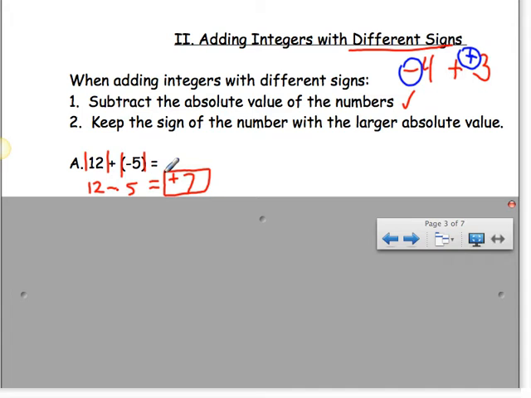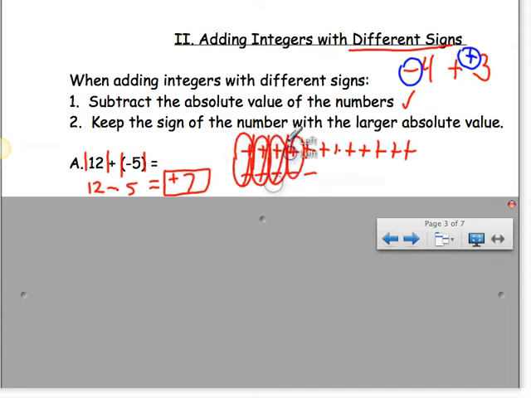To give you another way to think about it, if I did this with chips and I had 12 positives and 5 negatives, there'd be several zero pairs that would cancel out. But the thing that would be left over would be 7 positives. Another way to show the same answer.